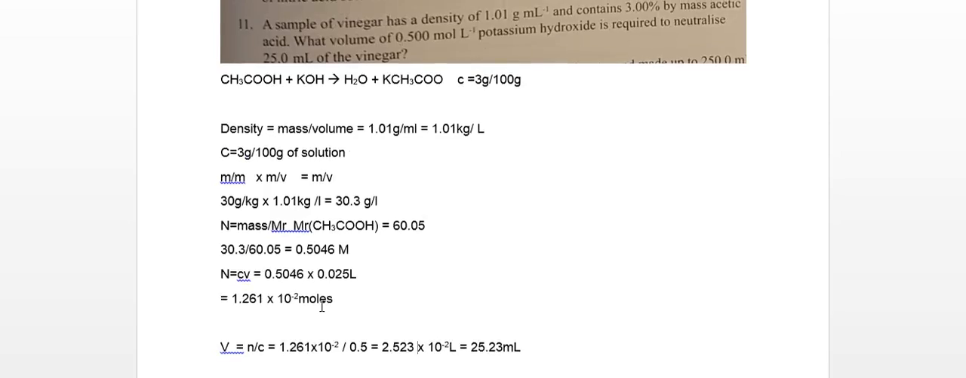Okay. Now, we're asked, what's the volume of potassium hydroxide required? Well, that's easy. Volume equals the number of moles divided by the concentration. We're told our concentration is half a mole per litre of potassium hydroxide. So we take the number of moles that we've calculated, divide it by the half mole per litre concentration, and we get this value of 2.523 times 10 to the minus 2 litres, or if you prefer, 25.23 millilitres. And that's pretty much straightforward. That's how to answer that question.